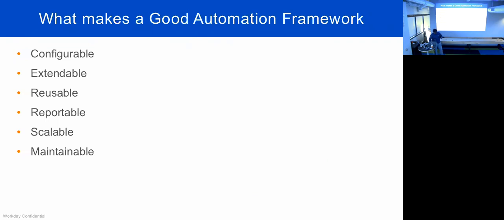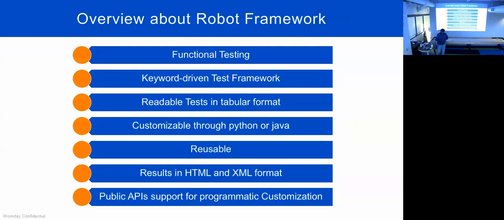One of the reasons we picked Robot is it's purely Python based. Anybody can learn it in a faster time. It's functional testing based. It's a keyword driven test framework, and the test case which you write is in a clear text format. Anybody can read it, and it's customizable through Python or Java. So Java through Jython, and it's really reusable. And also it's reportable, where you can get the results in HTML and XML format, and it's very powerful. It's very customizable. I could use their public API. I can do whatever I wanted through the Robot framework.